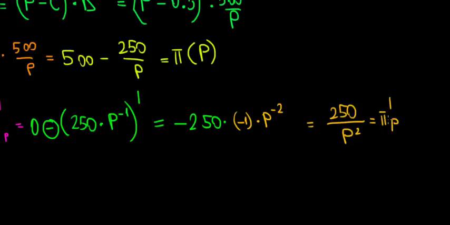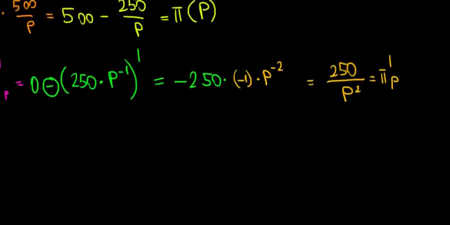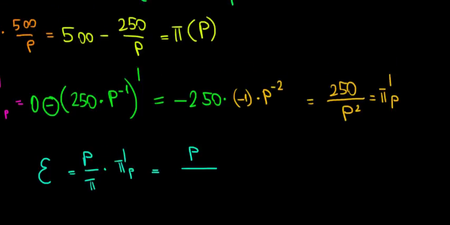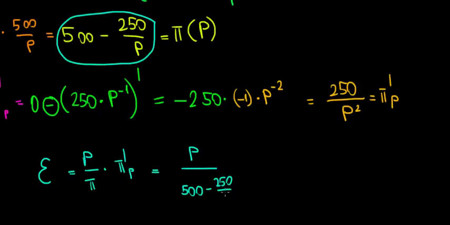That's just the derivative of the profit with respect to price. We have the derivative of the profit with respect to price. We have the elasticity function. We can solve it. So the elasticity of demand is equal to price divided by the profit function times the profit function derivative, which is equal to price divided by our profit function, which we found to be 500 minus 250 over p, multiplied with the derivative, 250 divided by p squared.